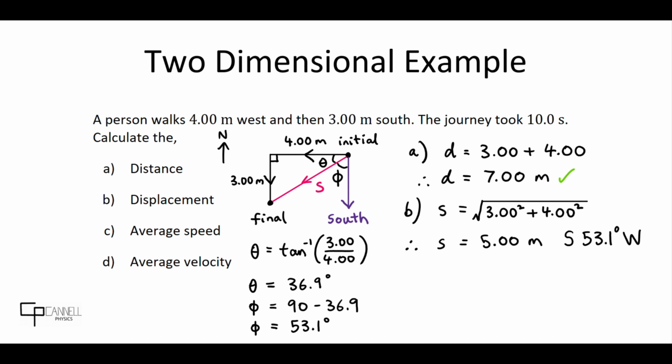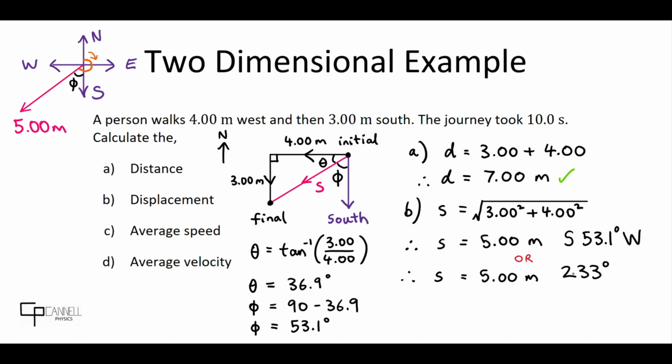Now, because the question doesn't specify how it wants me to quote the direction, I'm going to show you the bearing way to quote the direction as well, and I'm just going to show you in this little space here. Now, the bearing angle is the angle from north clockwise to the vector, and I've just highlighted with a mini curved arrow here that we always go clockwise from north to get the bearing angle. So now it's clear to see that this orange bearing angle is 180 plus the phi. Therefore, an alternative way to quote the displacement is 5 meters at a bearing angle of 233 degrees.